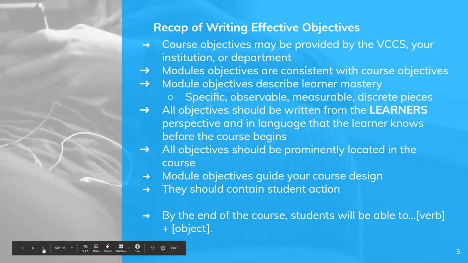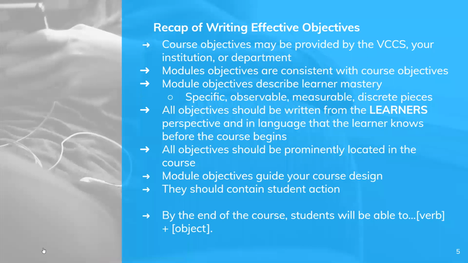Before I begin, I'd like to go over a brief recap of writing effective objectives. Last week we had the webinar on objectives, and some of the things that were covered are listed on this slide. You want to make sure that your module objectives are always consistent with your course objectives. They should be very specific, observable, measurable, and written from the learner's perspective. You also want to make sure those objectives are written in a language that the learner knows mostly before the course begins.